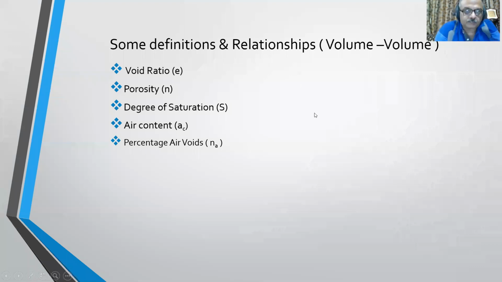So students, some definitions and relationships based upon volume. There are void ratio with symbol e, porosity with symbol n, degree of saturation with symbol S, air content with symbol AC, percentage air voids with symbol na. So students, these symbols you have to remember. These are the most important symbols because every further calculation has to be represented by symbols.